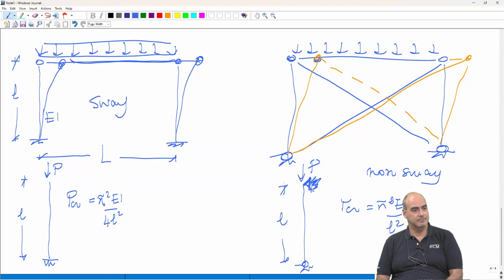What can you do? The issue is always the same. We want to increase the critical load.